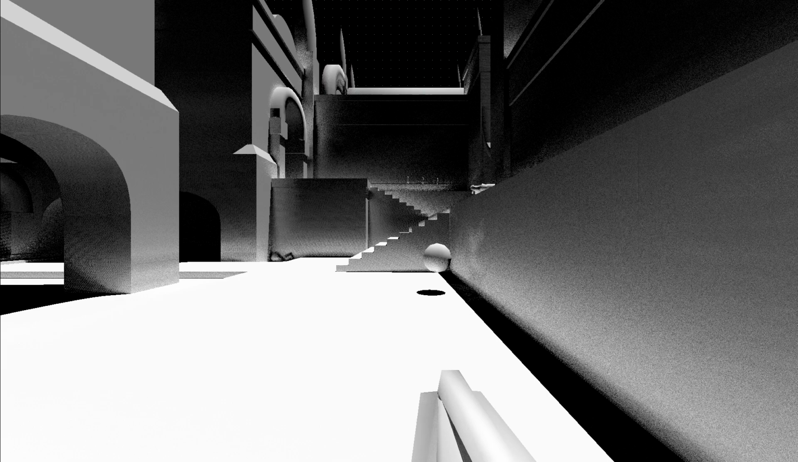And in this room here, the floor's only lit by the skylight there. None of the rest of the room is getting any light at all. Let's go back here where we started and turn on one bounce light.